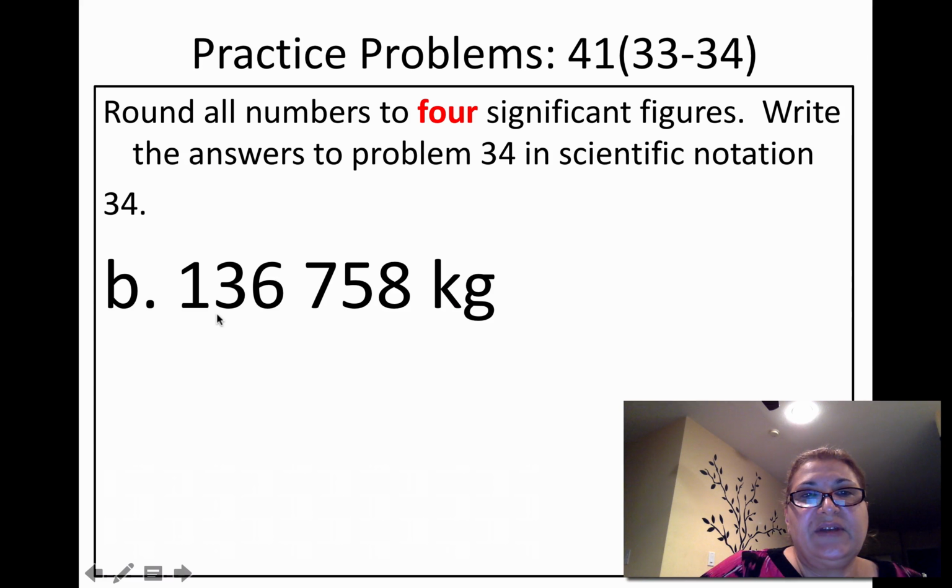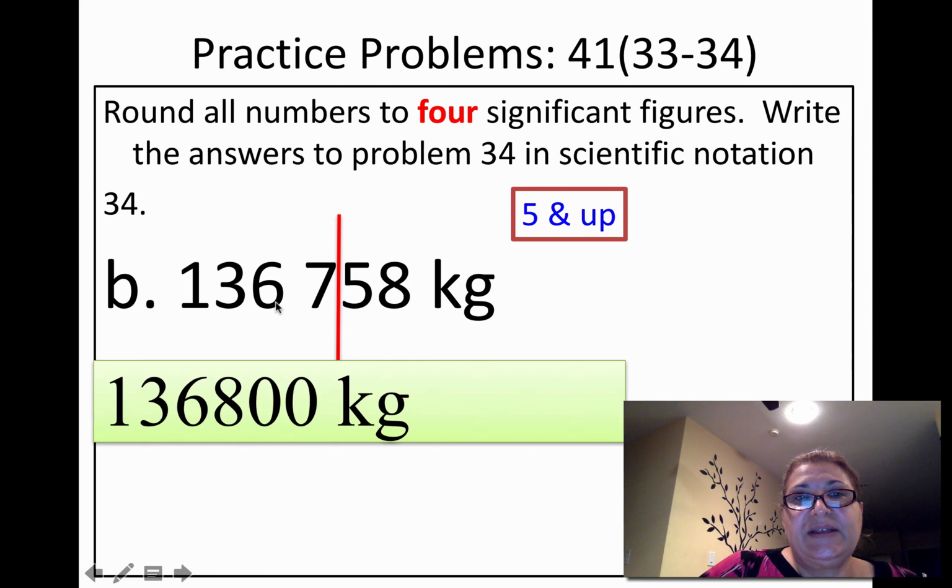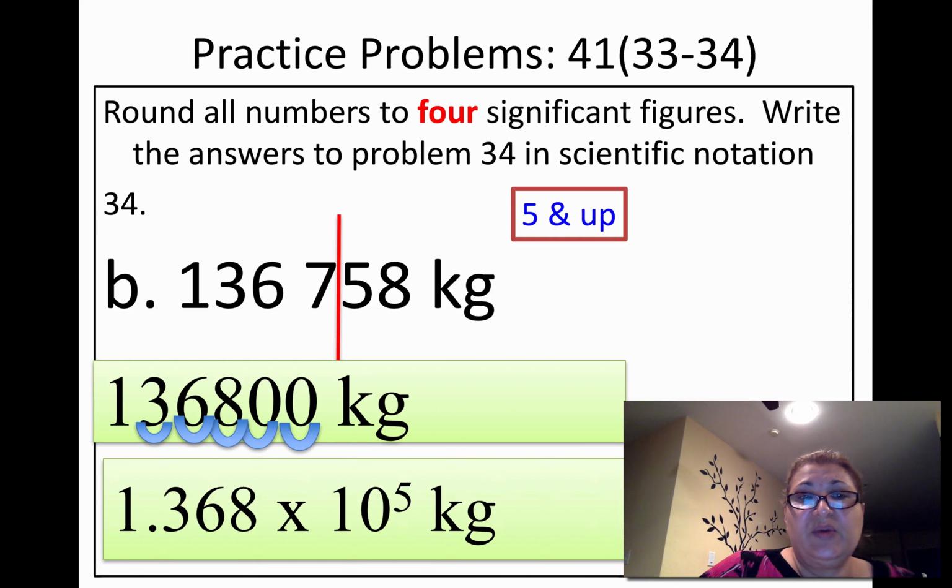4 significant figures again, so 1, 2, 3, 4. 5 and up, you round up, so it's 1, 3, 6, 8, and replace these with zeros. And 1, 2, 3, 4, 5. Okay, we're moving to the left, so it's positive 5. 1.368 times 10 to the positive 5.